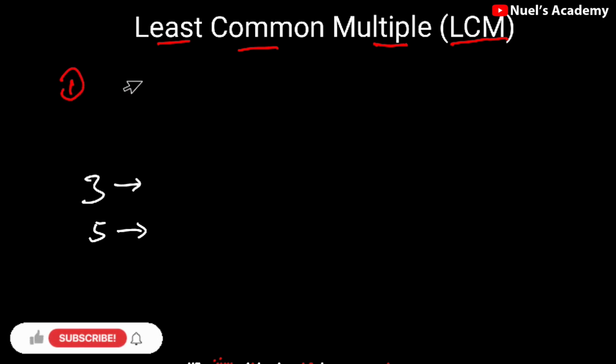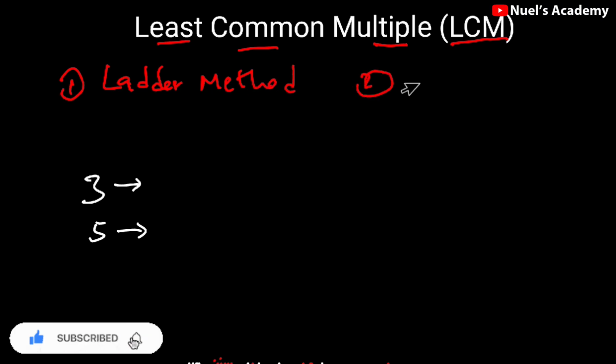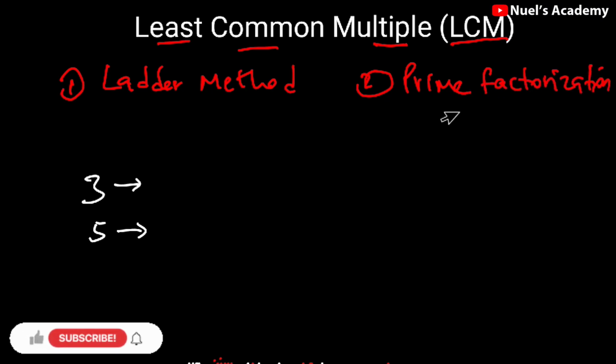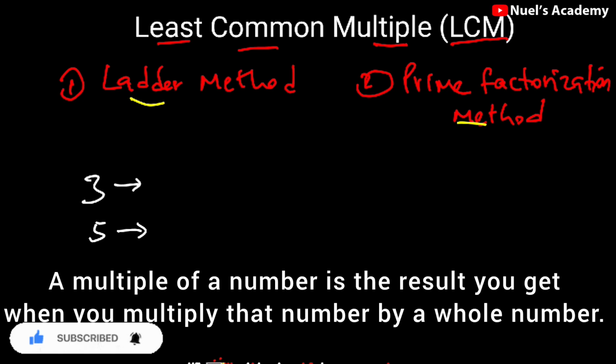The first method is the ladder method, and then the second one is the prime factorization method. Before you get into these two methods, let's discuss multiples. A multiple of a number is the result you get when you multiply that number by whole numbers, and whole numbers include 0, 1, 2, 3, and so on.